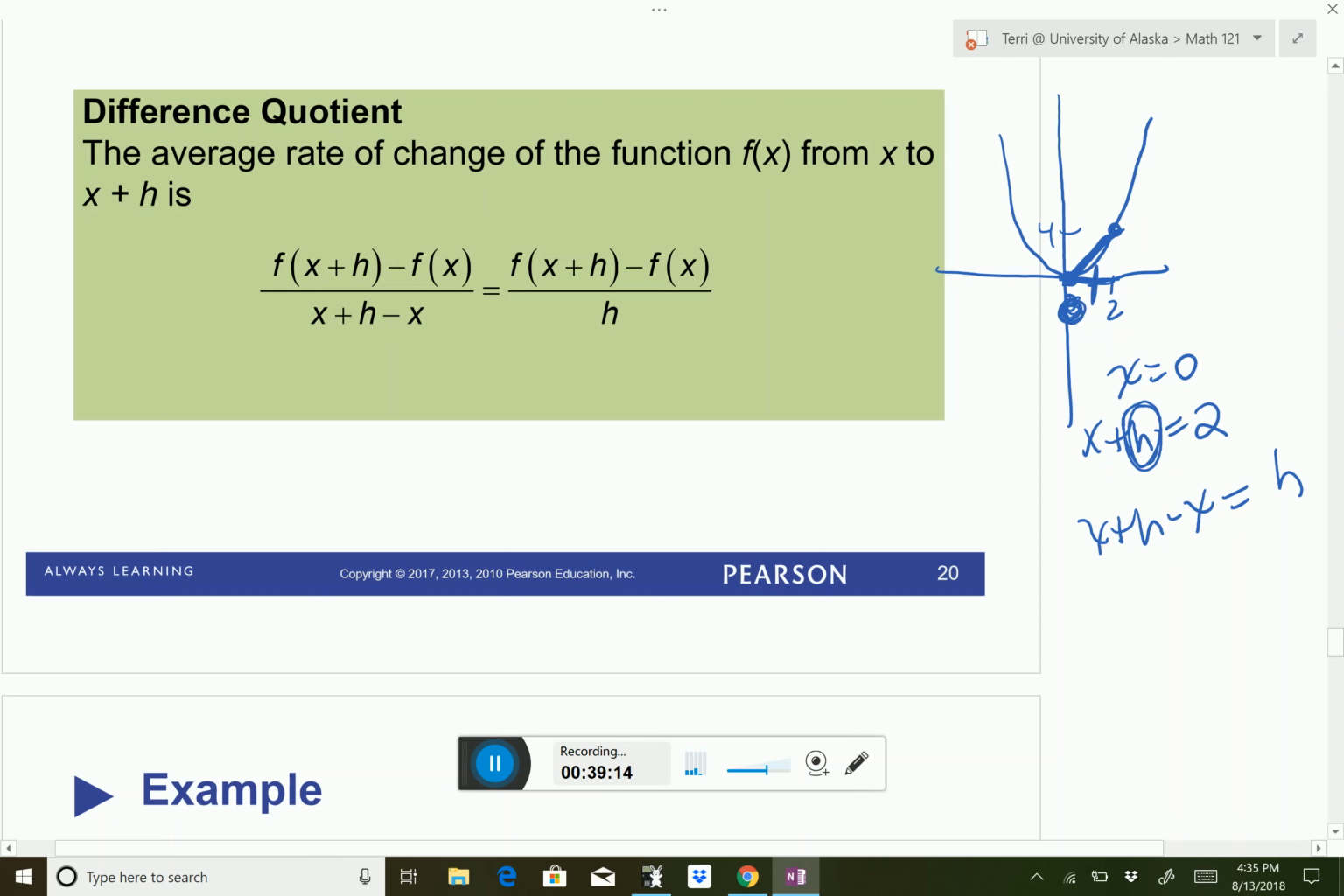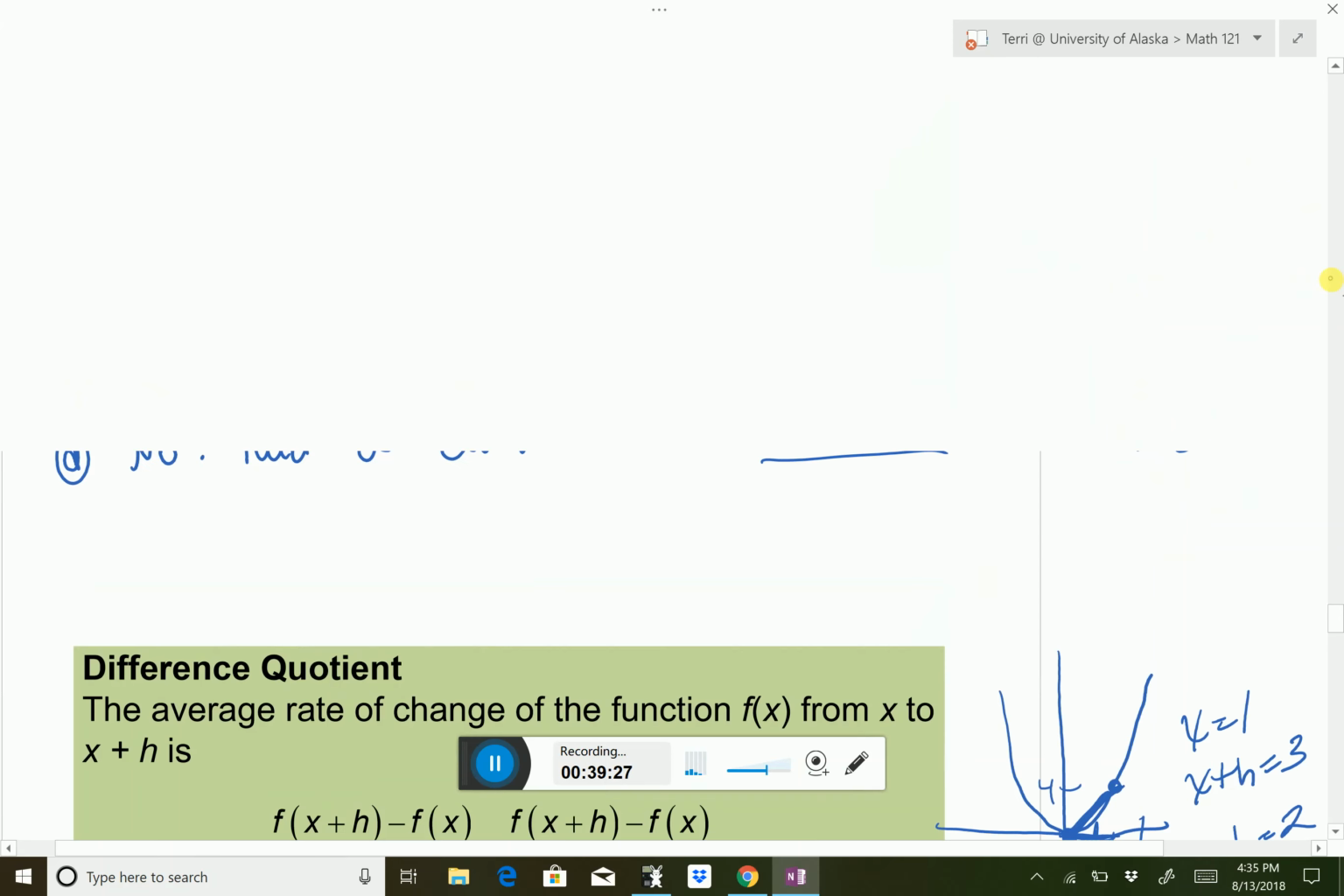Or I could go 1 to 3. Let's say I wanted to go from 1 to 3. Now let's say x equals 1, x plus h is 3, h is 2. So I'm only changing by 2.